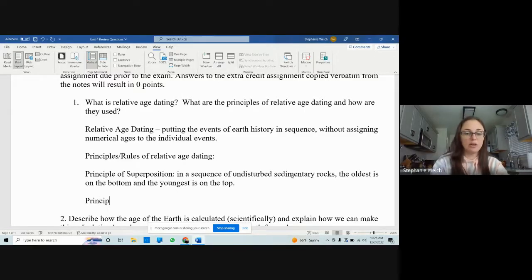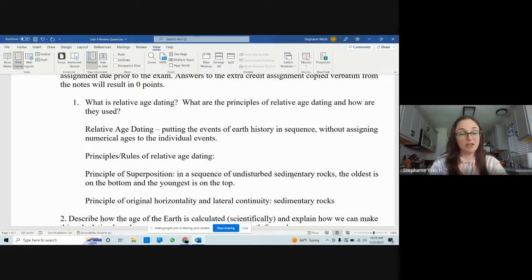And so I tend to combine these, original horizontality and lateral continuity. These are kind of tied up into the principle of superposition, basically saying sedimentary rocks cover something like more than 75% of the Earth's surface. They're going to be by far the most abundant rocks found at the surface and the ones that actually record Earth history. So these are going to be the types of rocks that are going to be the most important to us.